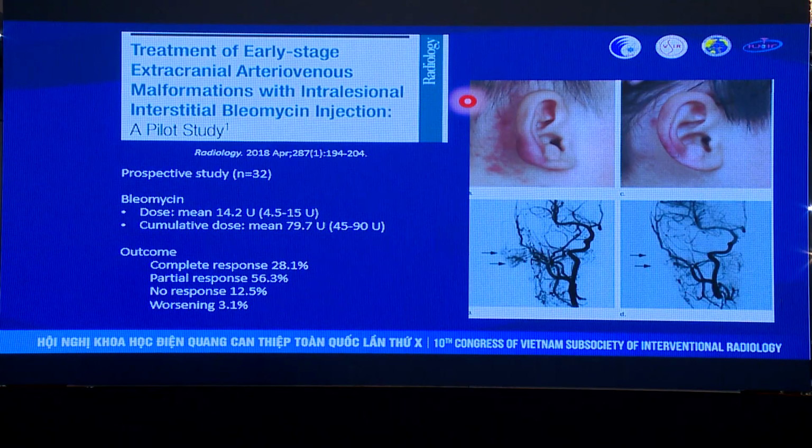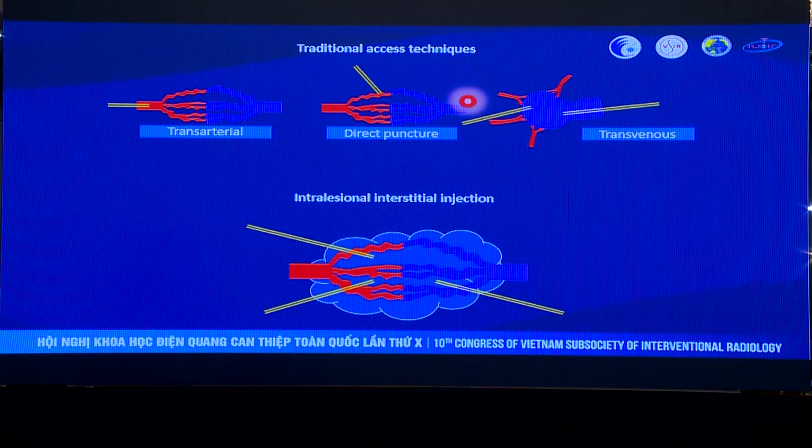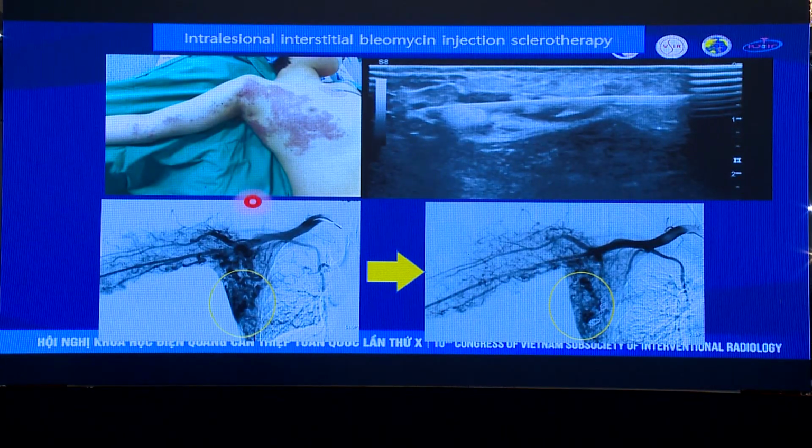However, recently, a Chinese group reported intralesional interstitial injection of bleomycin for low flow, early stage facial AVM. This is how to perform the interstitial injection therapy. It works. So this is an example of our patient.